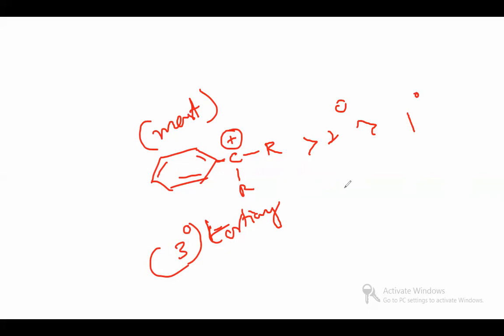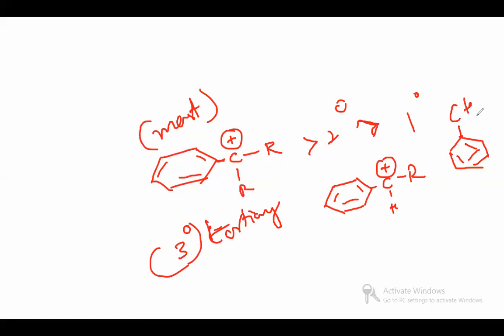For the secondary, I will write CH on the same benzene ring. The carbon will consist of one hydrogen and another group, so this sp2 carbon has two other groups attached. This is secondary, 2 degree. And primary is the same benzyl group, where the CH2 carbon has the positive charge. This is 1 degree, this is 2 degree, and this is 3 degree. 3 degree is the most stable carbocation: 3 degree greater than 2 degree greater than primary.